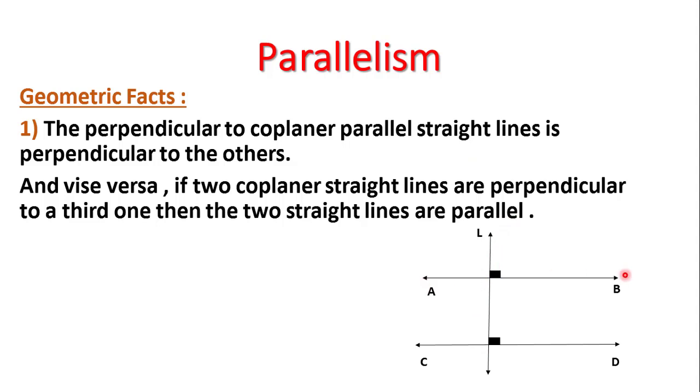And vice versa, if two coplanar straight lines are perpendicular to a third, then the two straight lines will be parallel. Okay, if the straight line AB and the straight line CD, for example, both are perpendicular to the straight line L, so the two straight lines AB and CD will be parallel.